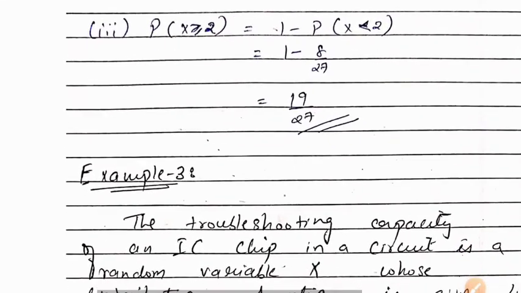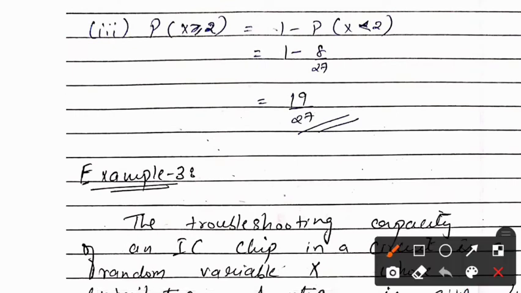Now the third part is for x greater than or equal to 2. See, now there is no limit. So for x greater than 2, you can take 1 minus P of x less than 2, and we have just found the value of P of x less than 2, that is 8 by 27. On simplifying this, you get 19 by 27.